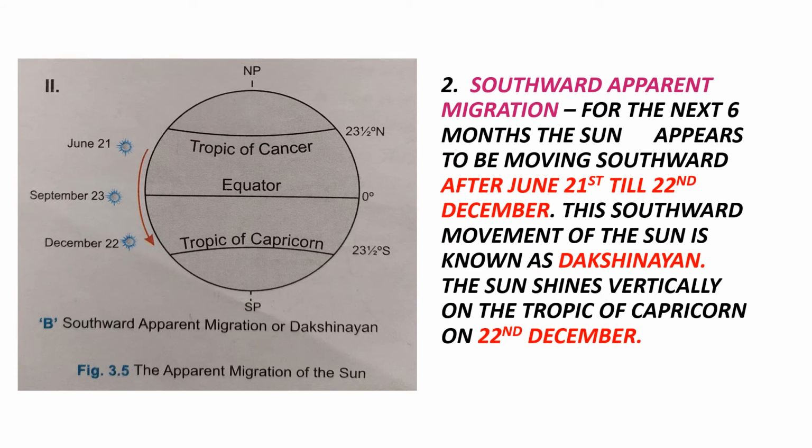Southward apparent migration. For the next 6 months, the sun appears to be moving southward after June 21st till 22nd December. This southward movement of the sun is known as Dakshinayan. The sun shines vertically on the Tropic of Capricorn on 22nd December. You can see in the figure the arrow mark which is moving from June 21st to December 22nd.